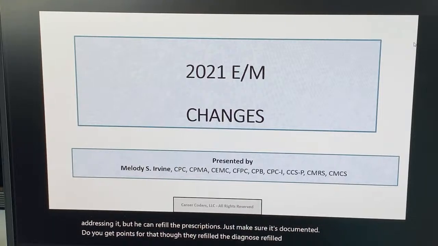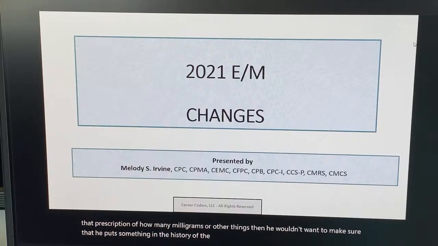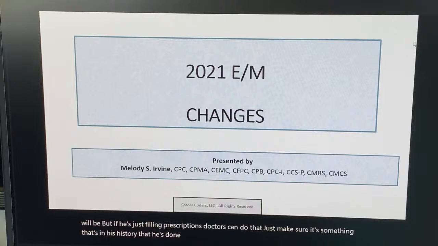Now, if there's a change in that prescription, how many milligrams or other things, then he would want to make sure he puts something in the history of the present illness or somewhere of what the changes will be. But if he's just filling prescriptions, doctors can do that. Just make sure it's something that's in his history that he's done before, and it shows in the past history.